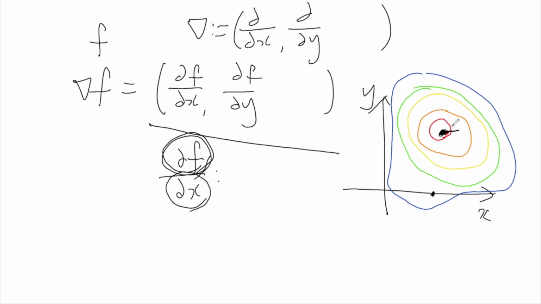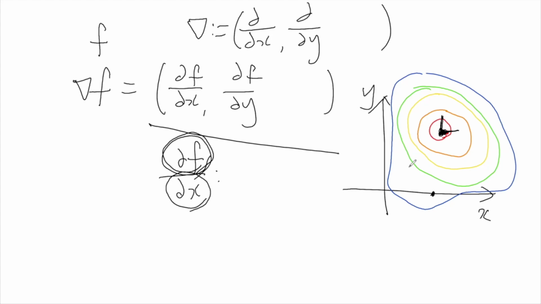So we're going to have some negative value for partial f, partial x. Same thing with partial f, partial y. So consider the same point. As you move an infinitesimal amount in the y direction, then again, the function value is going to decrease by a little, right? The function value is going to decrease from red to orange, right?